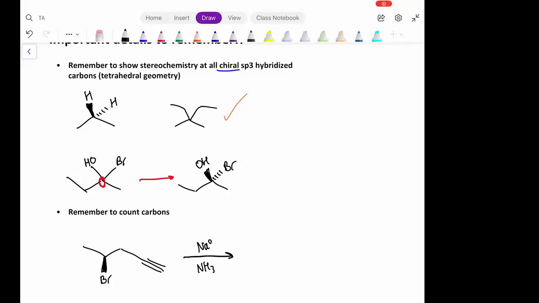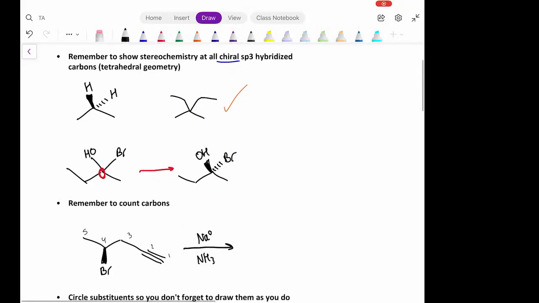So with alkynes, especially, no matter what reaction I'm doing, I always like to number them. So I'm going to number 1, 2, 3, 4, 5. So this is a 5-carbon compound. And whenever I number these in terms of counting carbons, I don't really number them in terms of naming rules. I only number them in terms of making sure I have the right number of carbons. So that's why I numbered 1 through 5 arbitrarily from that side of the molecule to the other side. So now I know that my molecule is going to have 5 carbons in the end.